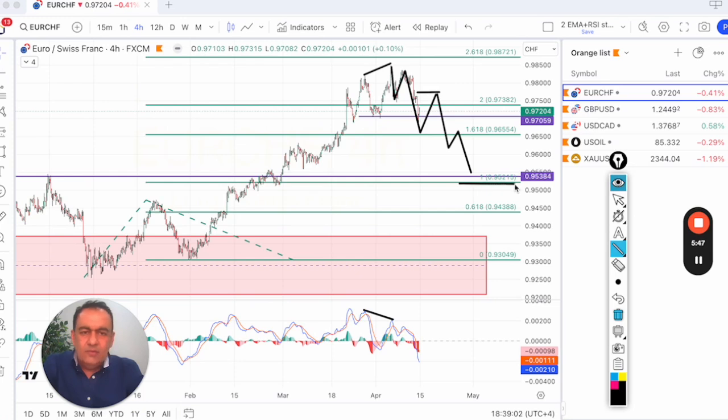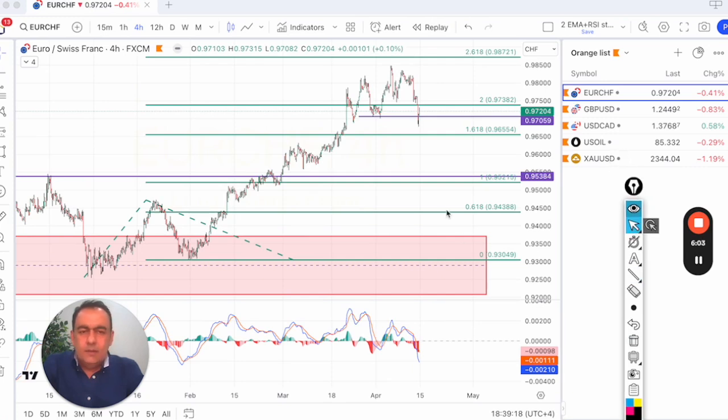0.9538. So this is the fib extension 100% level, and the sellers should take the price back to the 100% fib extension area, and from there we can expect a resumption of the new bullish wave. So the short-term plan for EURCHF remains bearish, and EURCHF is also inversely correlated with the US dollar. So when the dollar gets stronger, EURCHF moves lower.